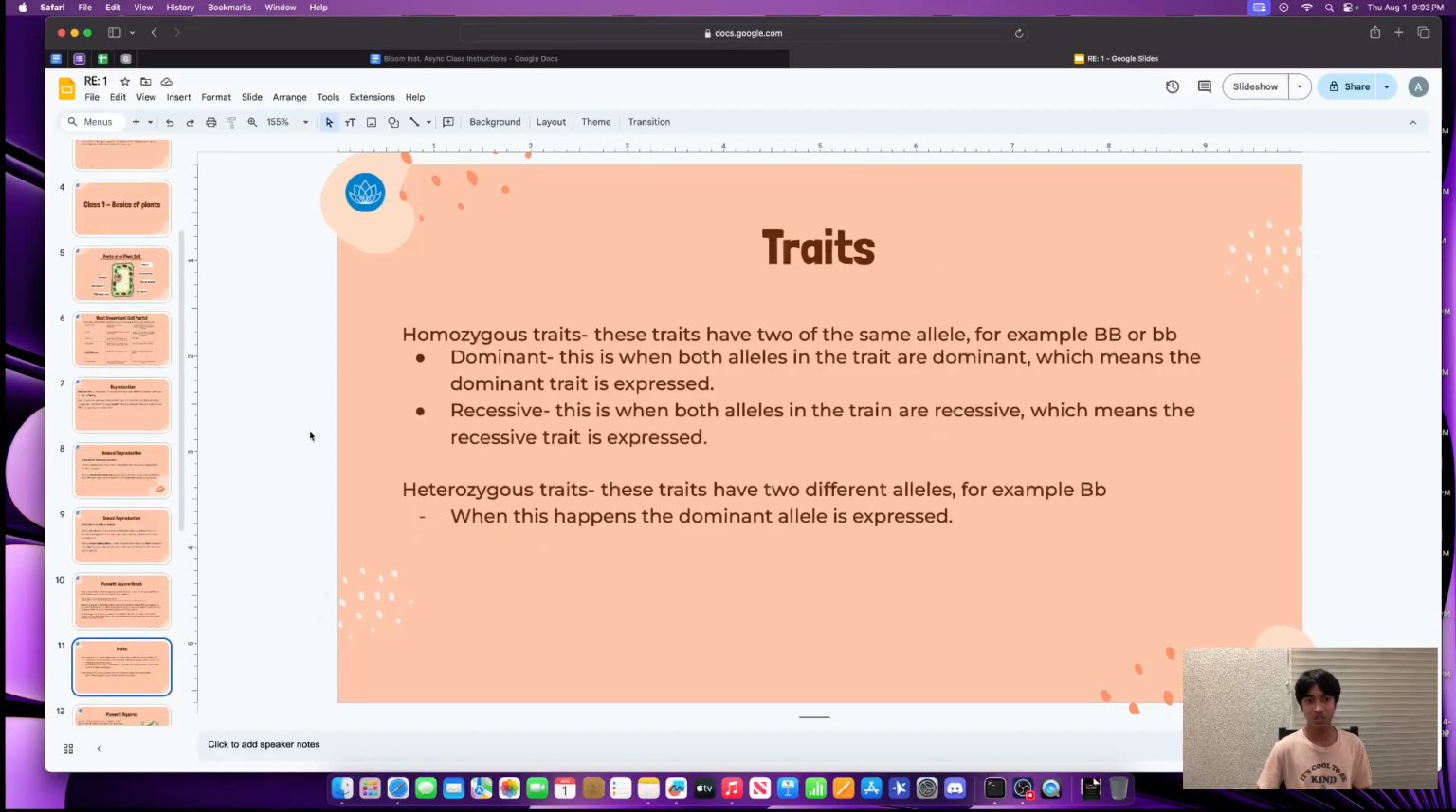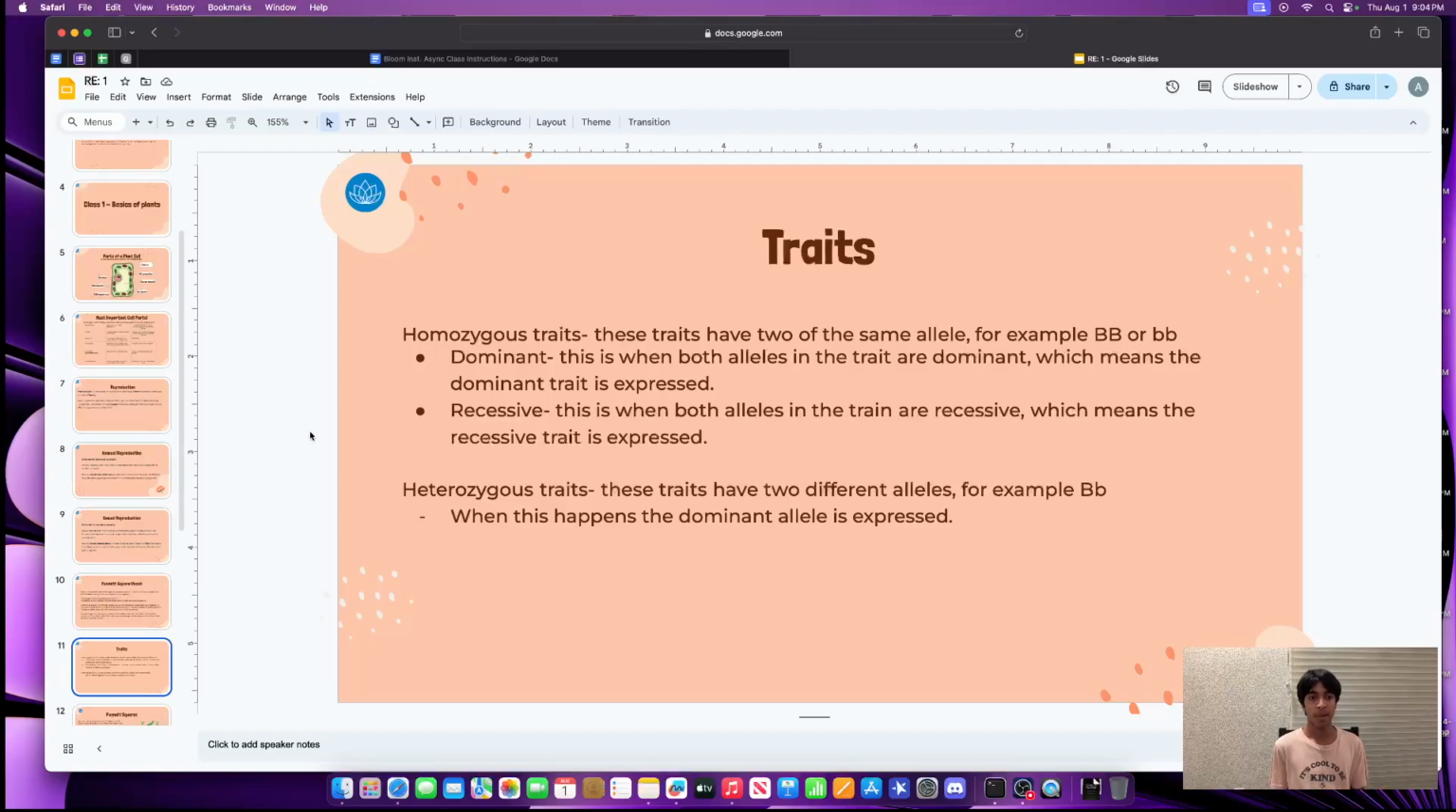And then here are the traits. So homozygous traits are when two of them have the same allele. For example, uppercase B, uppercase B, or lowercase b, lowercase b. So one is dominant, both uppercase, and one is recessive, both lowercase, right? And then dominant traits is when both alleles in the trait are dominant, which means the dominant trait is obviously expressed. And then the recessive, this is when both alleles in the trait are recessive, which means the recessive trait is expressed.